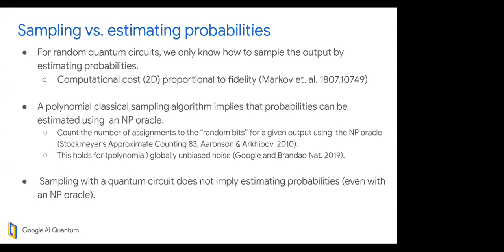And in the quantum case, there are no random bits anywhere. Randomness in quantum sampling is intrinsic. There are no random bits as part of the probabilistic algorithm. So even if you have an empirical, sampling with a quantum computer does not allow you to estimate probabilities.